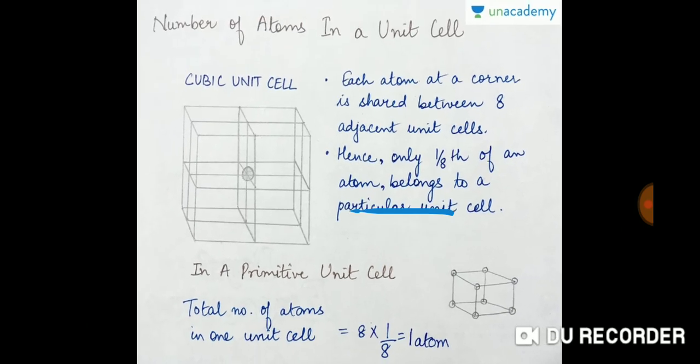Now for a primitive unit cell in which the atoms occupy just the corner positions, the total number of atoms present in one unit cell would be calculated as follows: 8 corners are there, so 8 atoms into 1 by 8, because each atom gives a volume of only 1 by 8 to this unit cell. So 8 multiplied by 1 by 8 gives us 1 atom. So here we can say that a volume of only 1 atom would be included for a primitive unit cell.